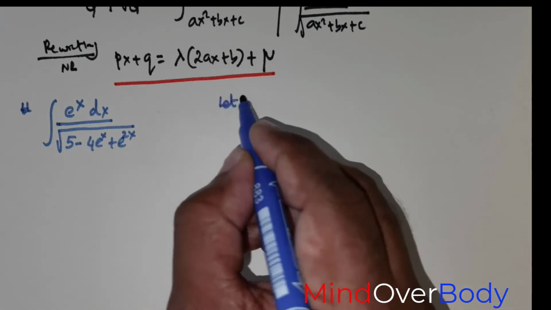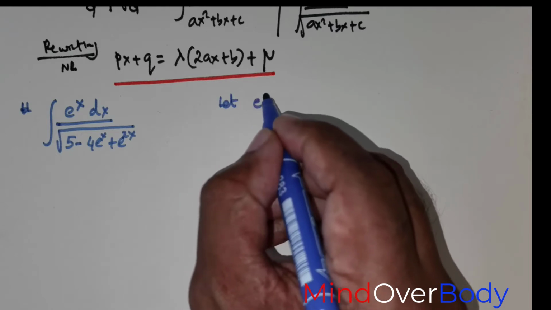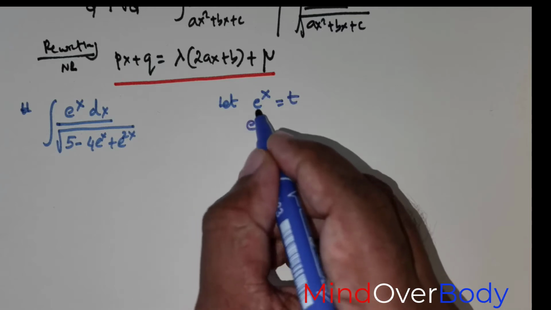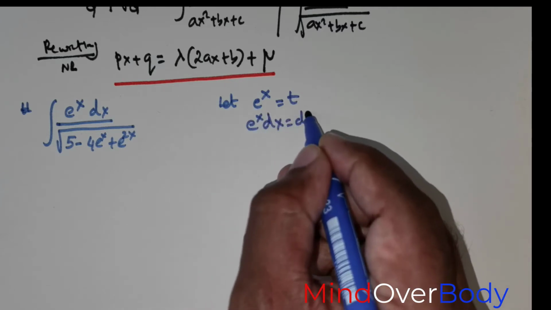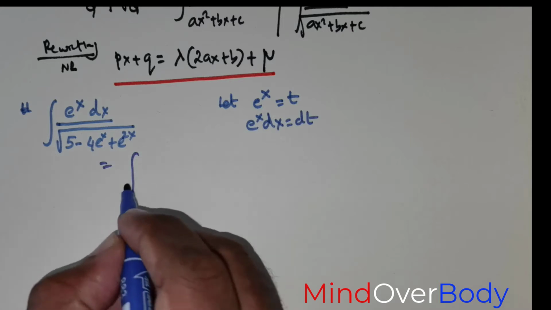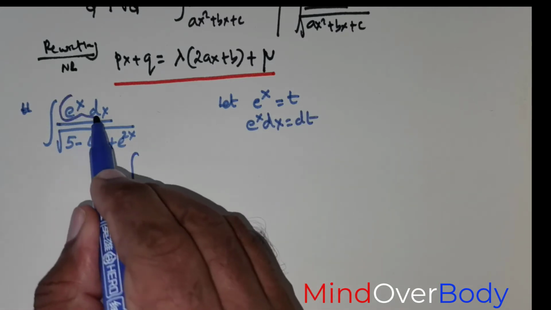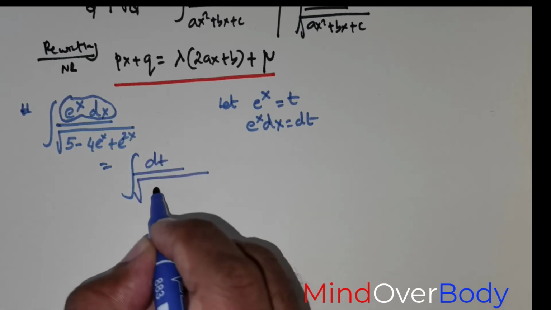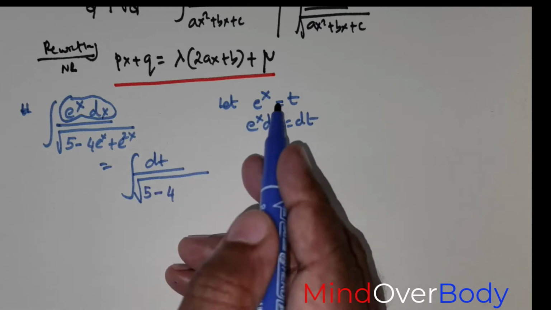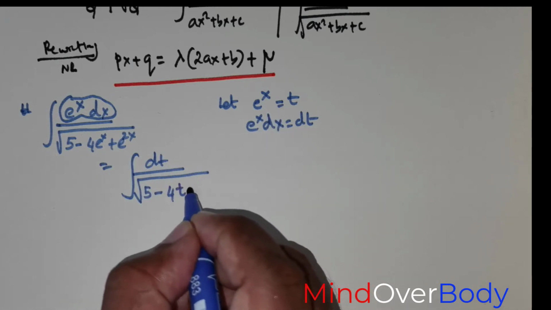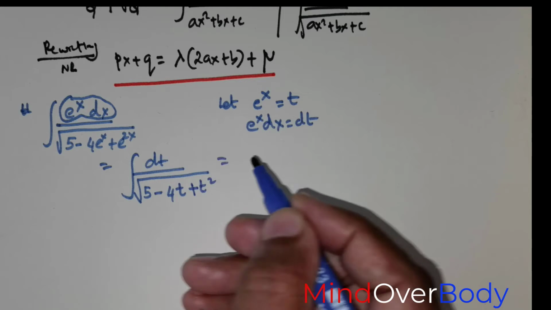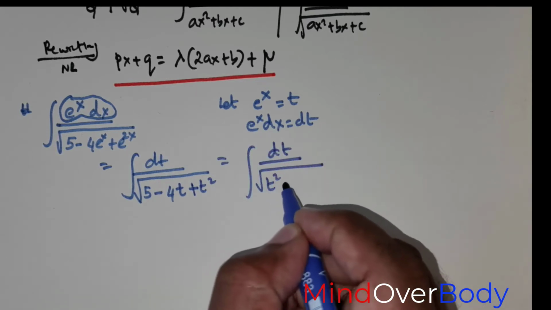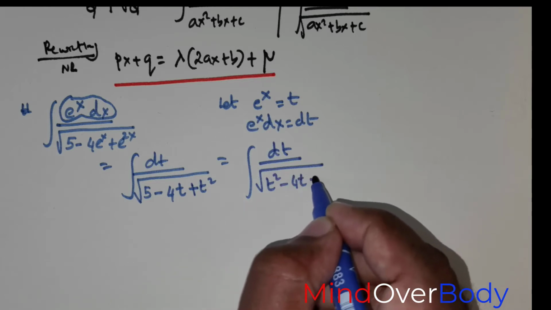For that, we need to start off with a substitution. Let e^x be equal to t. Differentiating both sides, I get e^x dx equal to dt. If we substitute that, in place of e^x dx it's going to be dt over the square root of (5 − 4 times t + t²), since in place of e^x it's t. So I'm going to rewrite this as integral dt over the square root of (t² − 4t + 5).